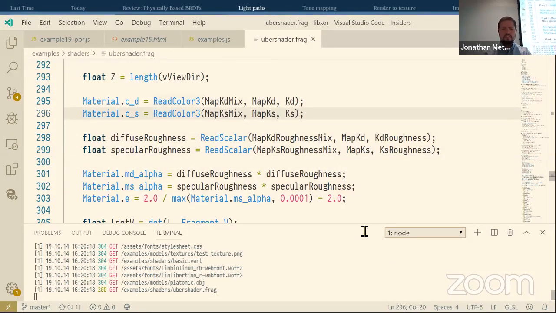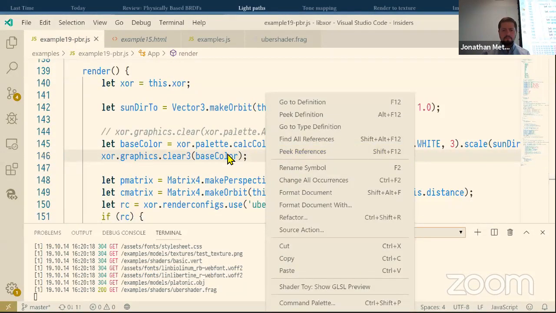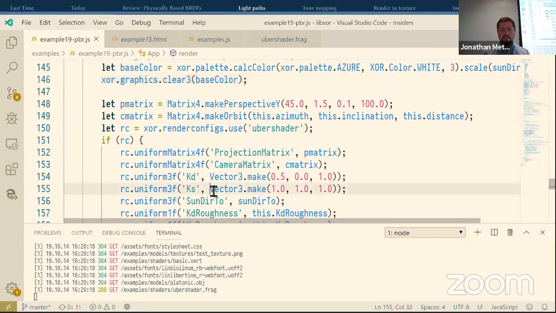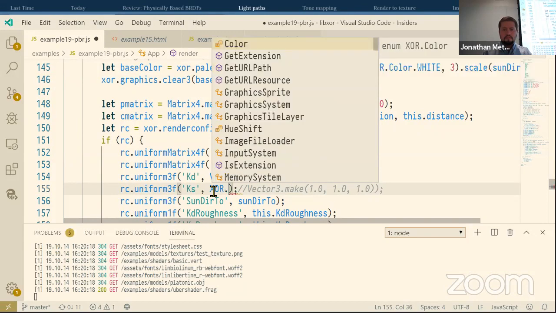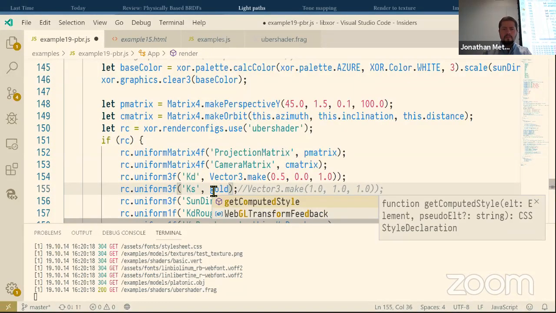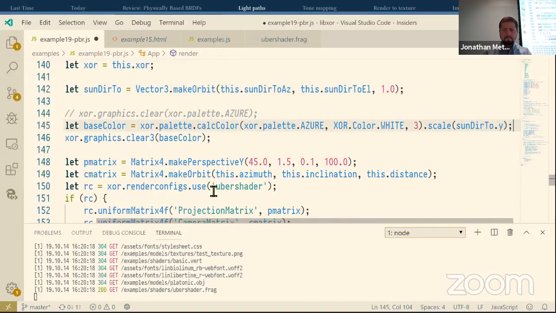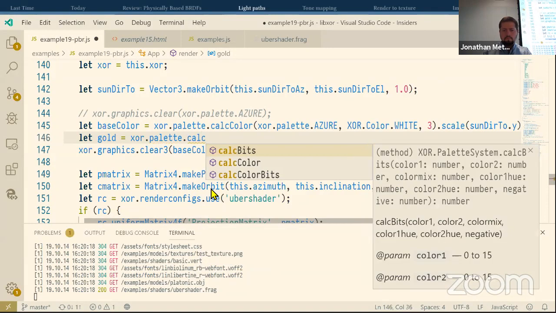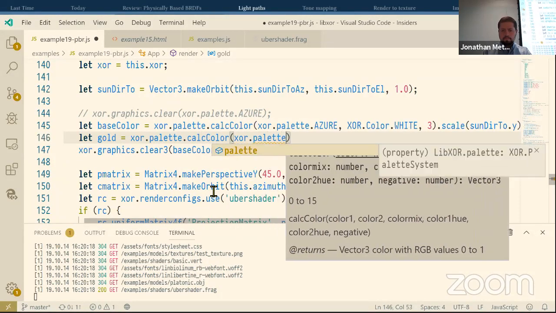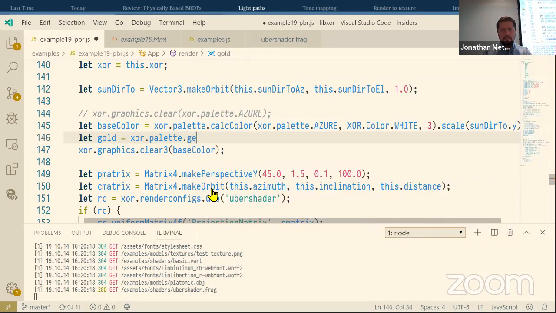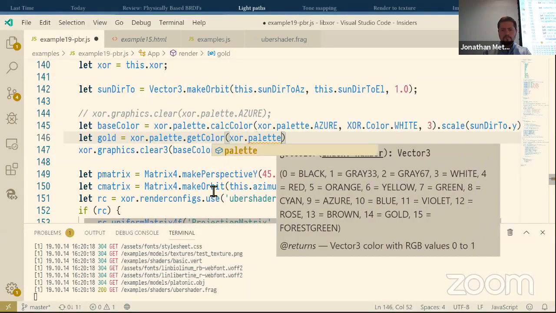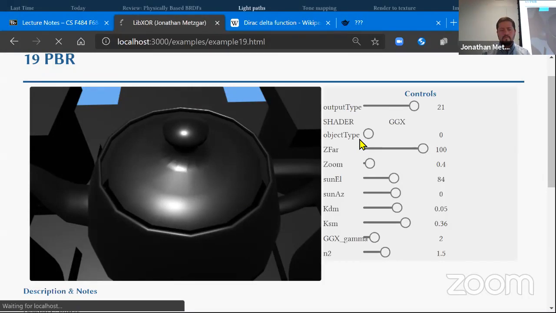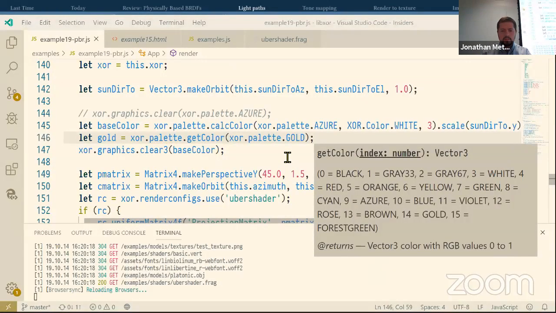Okay, so if I go over here inside my JavaScript code and I pick a color, so right now I'm picking a color of white, but I could also do, let me get a, I'm gonna grab a gold color. I think I have a function called getColor. So let's change this so that we, what's that? So we get a metallic reflection.